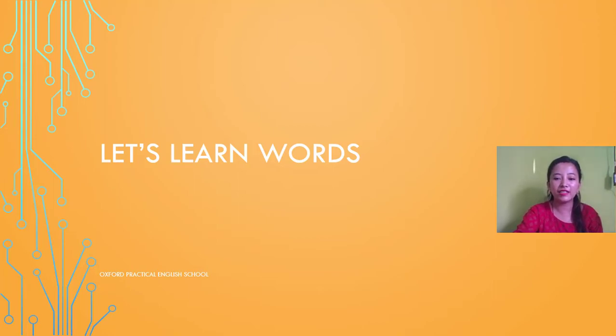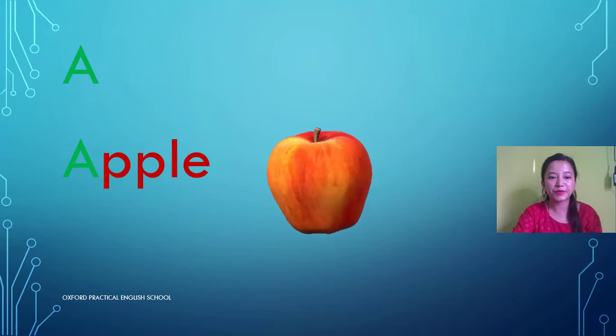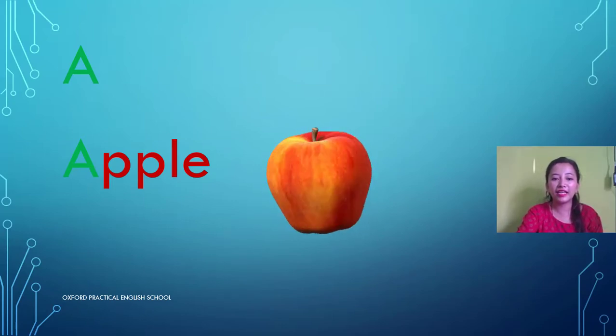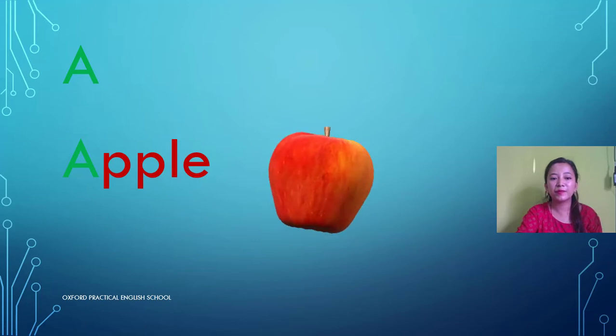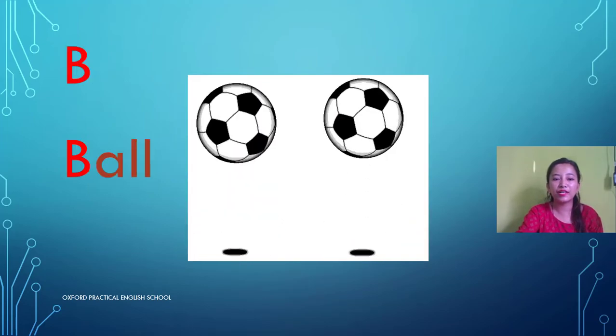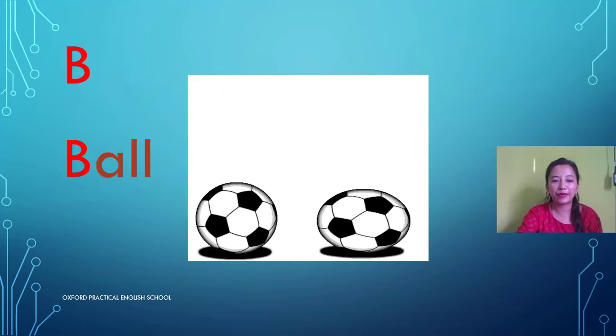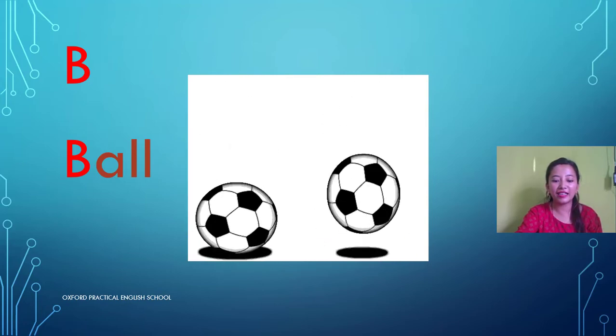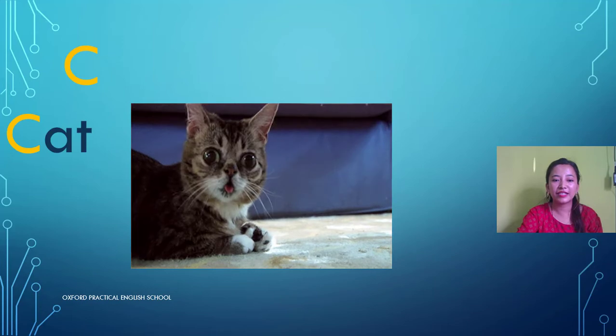First letter is A. A for apple. A P P L E, apple. B for ball. B A L L, ball. C for cat. C A T, cat.